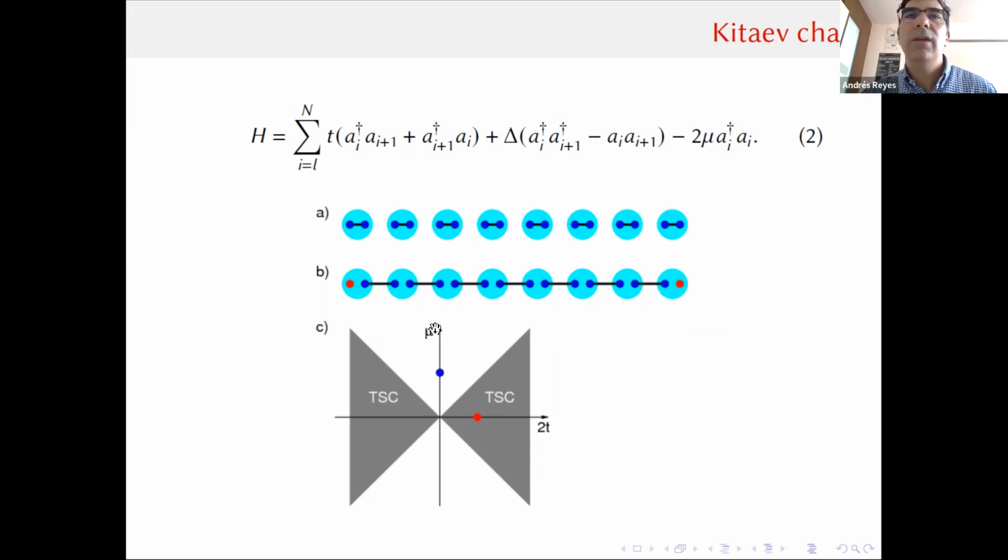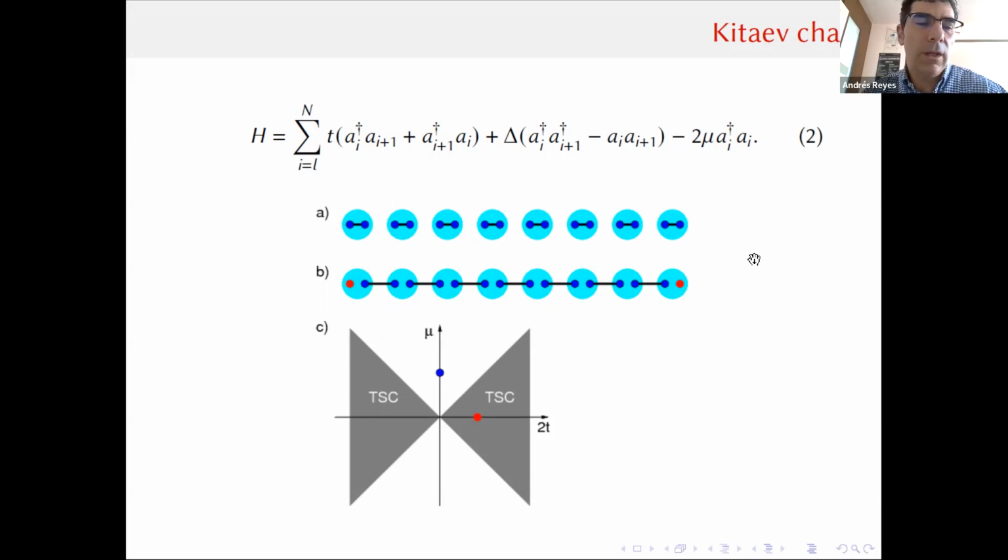And the other regime is the regime outside the shaded region. One of these representative points is the blue one here. There will be no edge states. So the description of the system, according to whether it has edge states or not, can be given in terms of a topological invariant, which in this case is just the same mod 2 index I was telling you about.